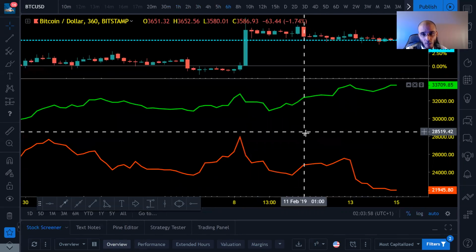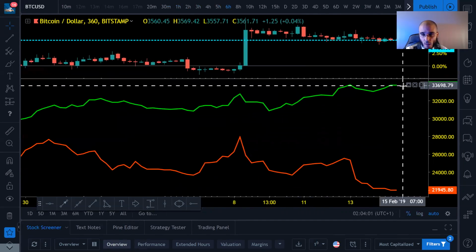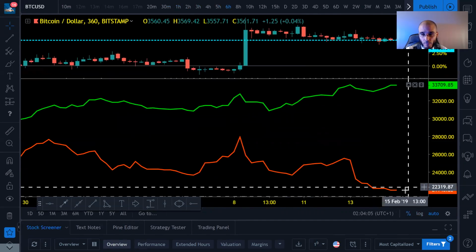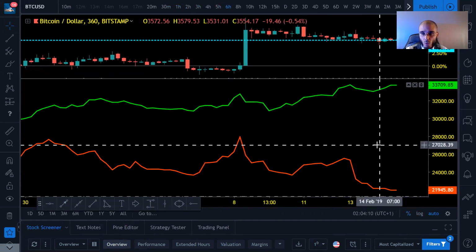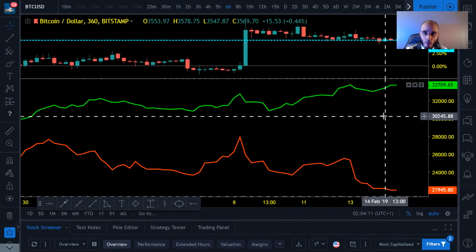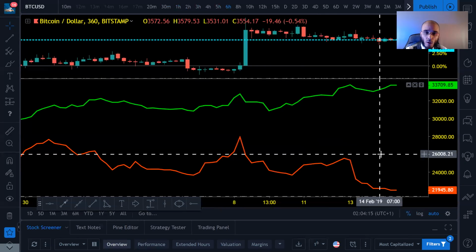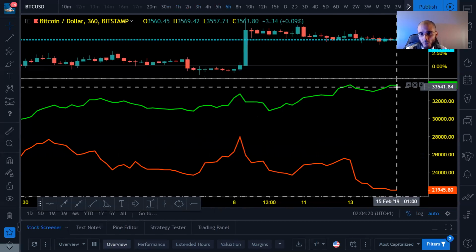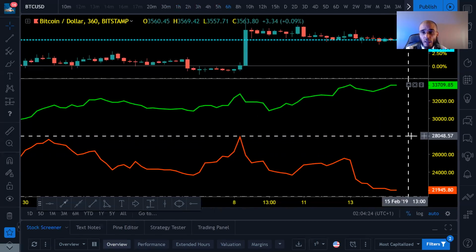On the 6-hour, long versus short, you have a lot of longs and very little shorts. So that opens the door to downside action, because most people should be wrong. Trading is not something where most people make money. Most people lose money. So if there are a lot of people going long, the probability is high that they lose money and that we go lower.